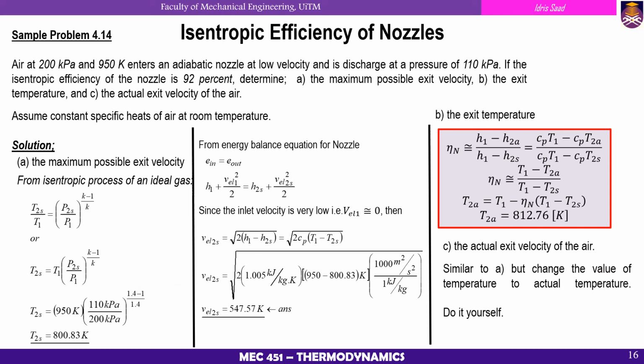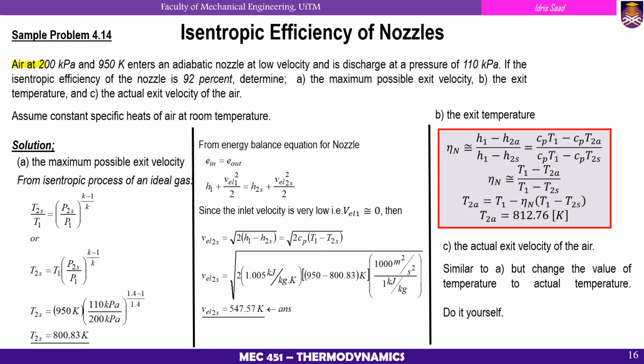This is sample problem 14. This is an example of the isentropic efficiency of the nozzle. Let us read the question first. The question said air. Our substance is air, so please do remember, air is an ideal gas, so we have to use the equation PV is equal to mRT.